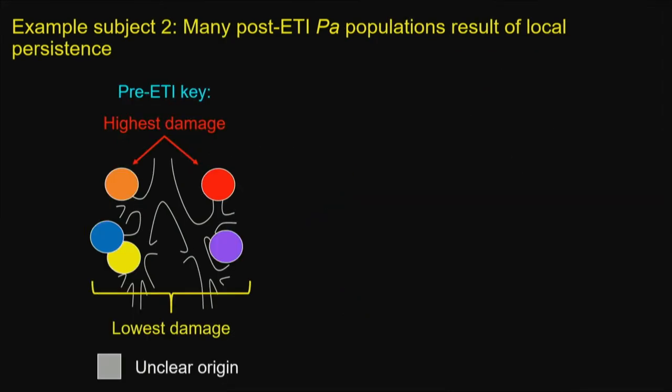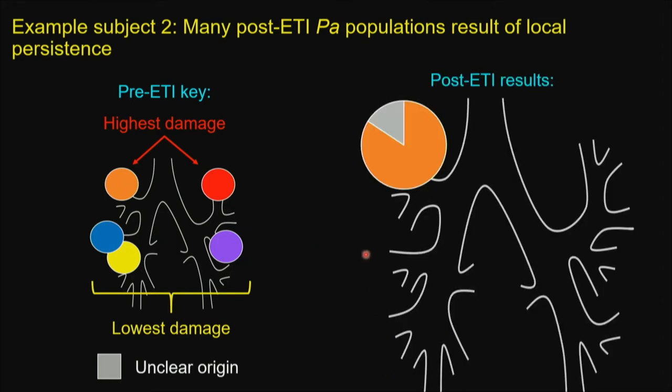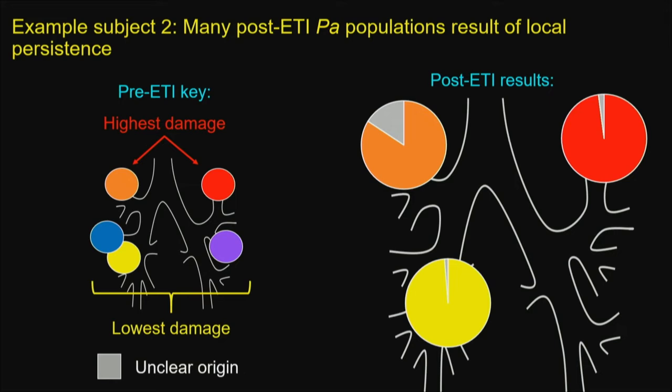Now, to contrast that, we have the second patient where, again, we have each region individually color-coded, with these two regions being the highest damage regions and these three being the lowest damage regions. In this case, here we have the first region where most of the isolates descend from the orange region, representing local persistence. Then in this region, most of the isolates descend from the red region, again, representing local persistence. And in this third region, we again found a predominance of local persistence.